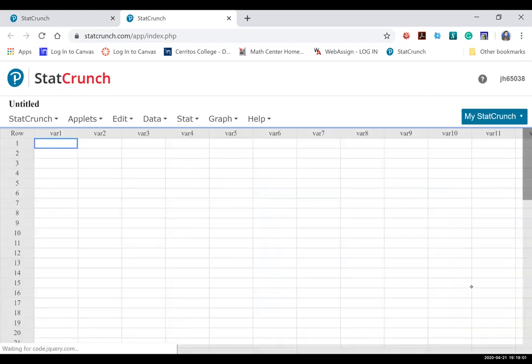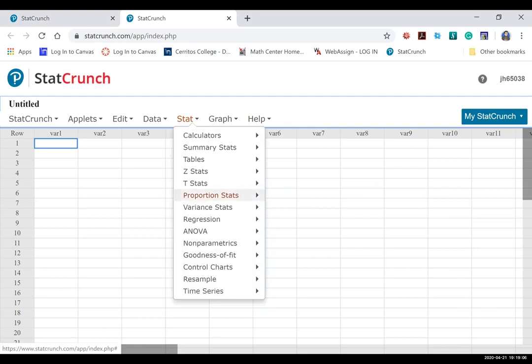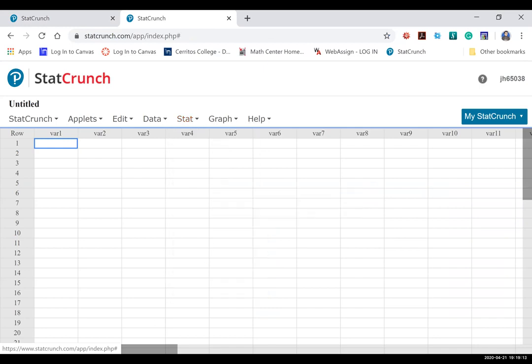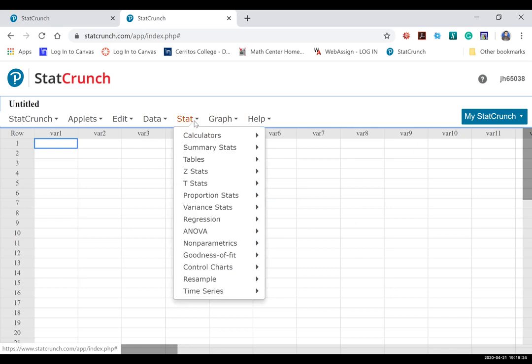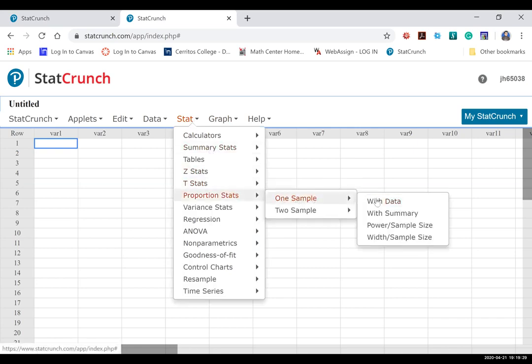Okay, so we're going to go to stat, and we're going to go to proportion statistics, and we're going to go to one sample. Let's try that again. Proportion statistics. What the heck? It's not liking my pen. Okay, stat, proportion statistics, one sample with summary. We don't want the data. We want the summary stats.